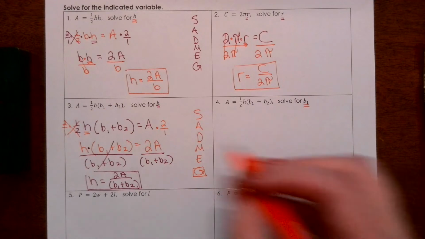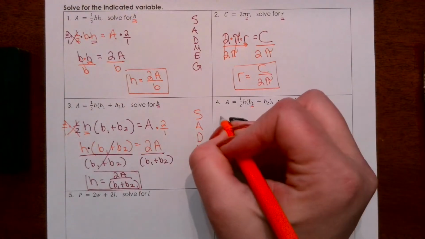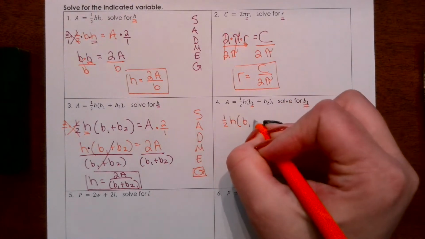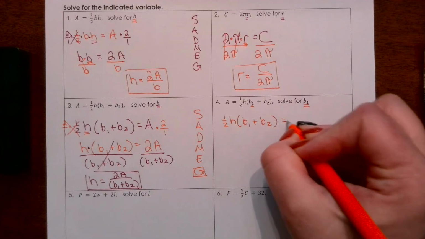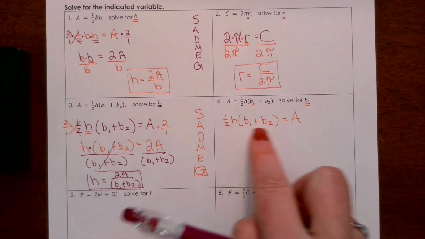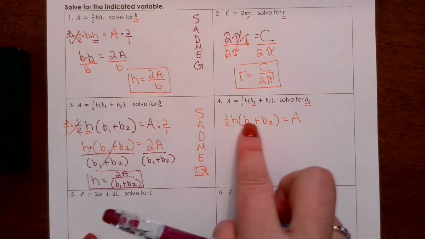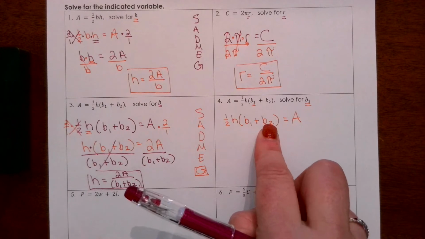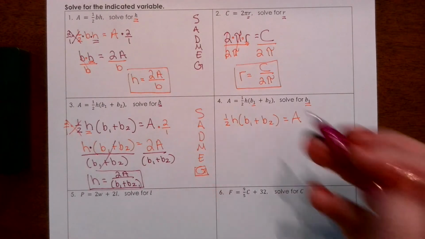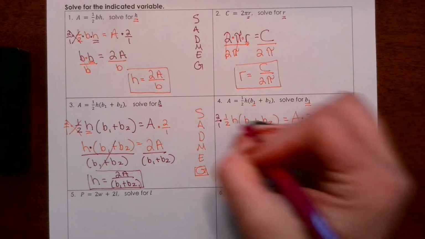So, as I've been doing with every problem, I'm solving for base 1. So I am going to rewrite the equation so that I have base 1 over here on the left. I'm going to follow the same SAD-MEG process. And I can't do anything with the addition, because it is in grouping and that comes last. I am always going to get rid of this fraction first.